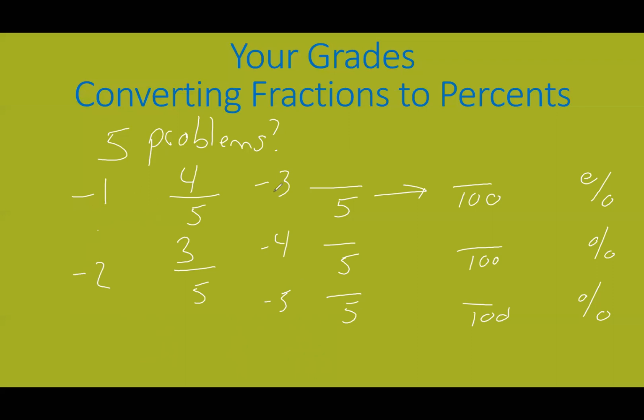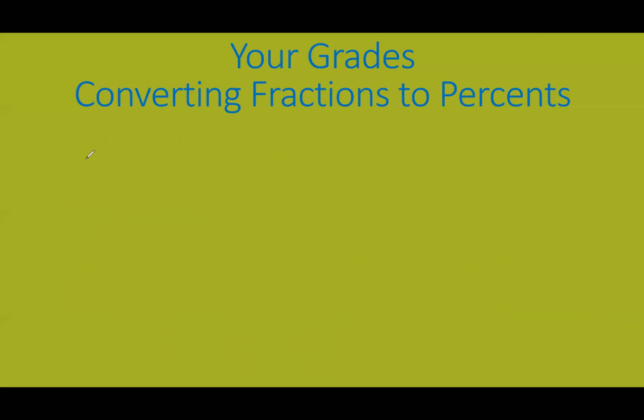Okay, so my first thing is I'm going to make this a little bit neater. If I have 5 problems and I've got -1, that means I have 4 out of 5. -2, I've got 3 out of 5. -3, I have 2 correct out of 5. -4 means I have only 1 correct out of 5. And -5, I have 0 correct. I like this now that I've got more room here.